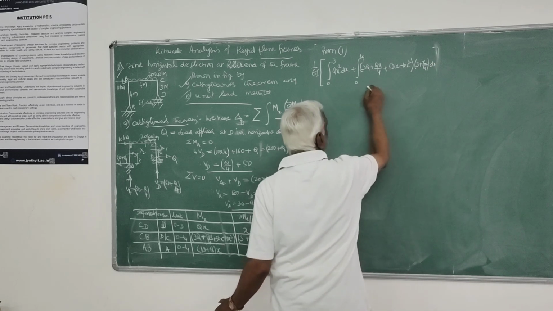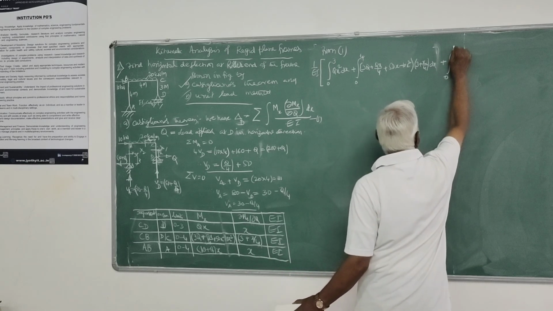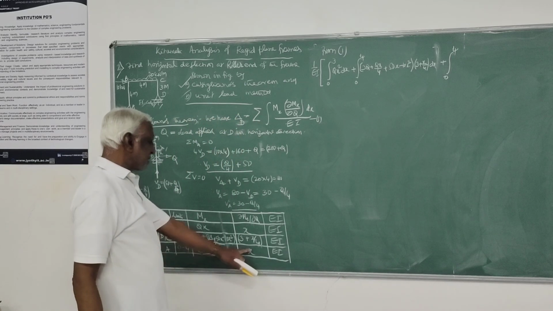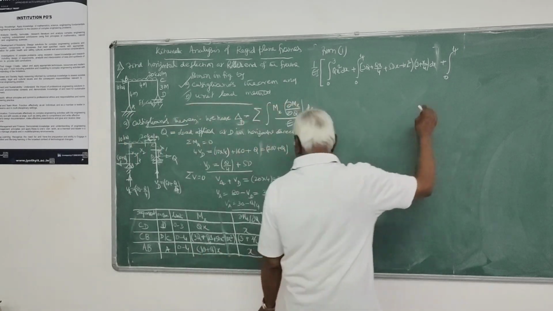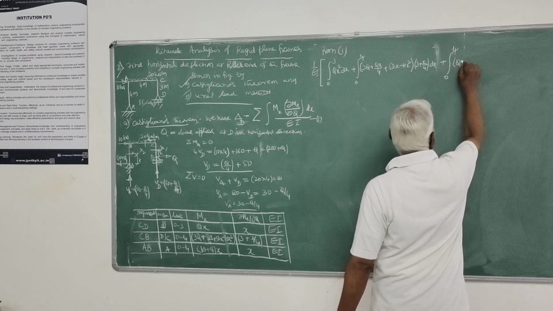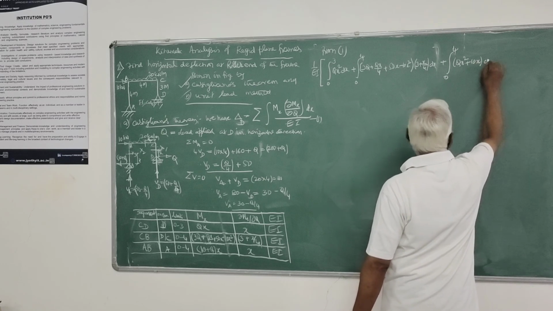Then plus 0 to 4. This 10 plus q into x, plus qx squared, into 10x. That is 10x plus qx squared, qx squared plus 10x, dx.